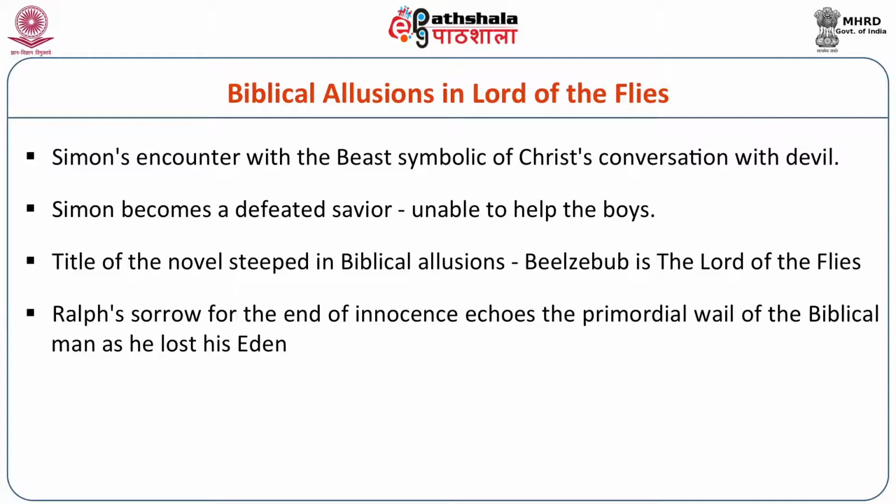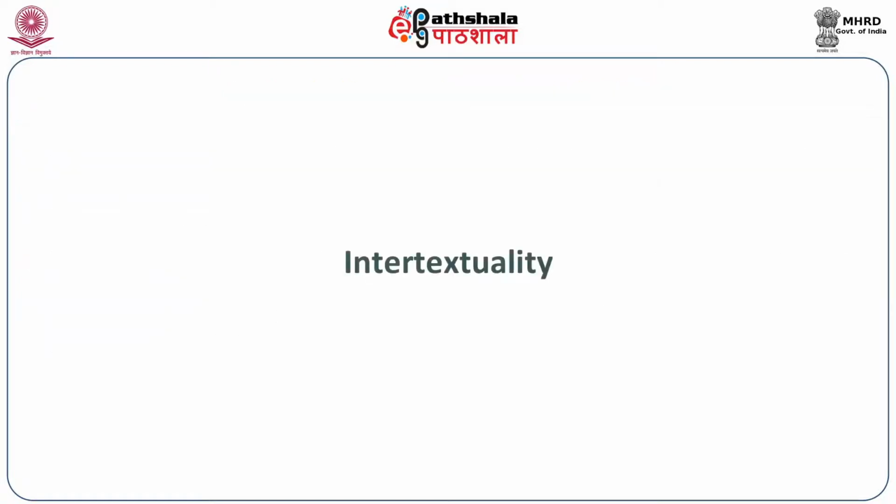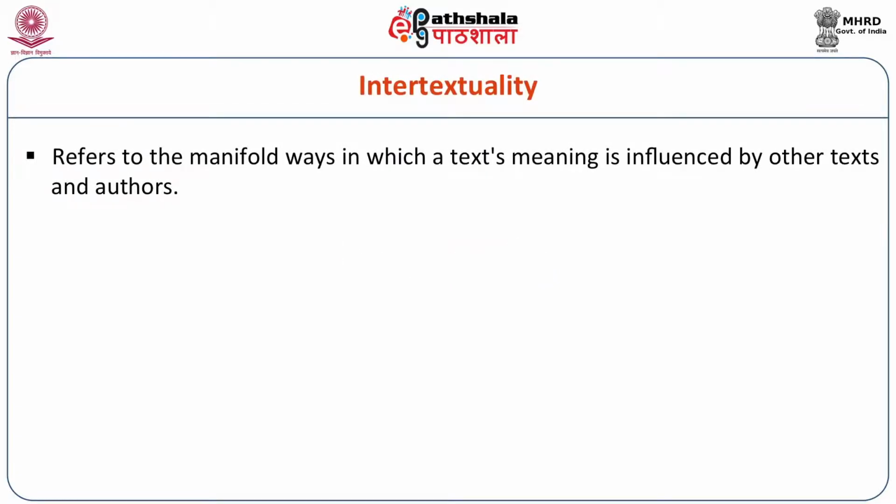Now we'll come to the third aspect that can be addressed in this novel, and that is intertextuality. Intertextuality refers to the multiple ways in which a text's meaning is influenced by many other texts and authors. If you look at this carefully, you will understand that almost all texts have an intertextual level, because no text can be created in isolation. Texts always are related to one another. Intertexts stand in relation to one another.